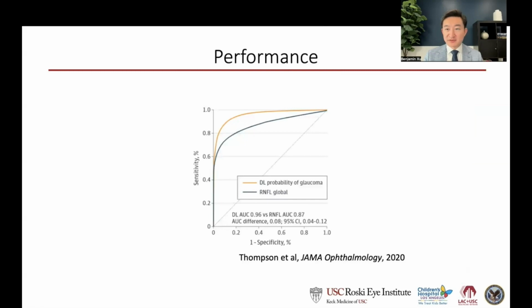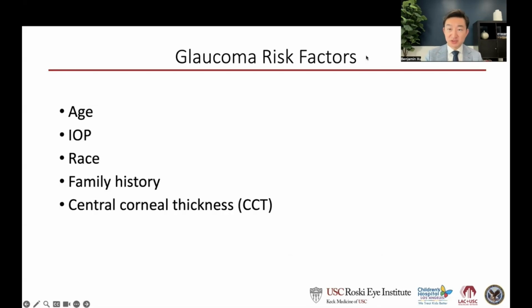Again, the performance of this algorithm was excellent. Here we can see that the orange curve represents the performance of the deep learning algorithm with an area under the curve of 0.96. This is compared to a model based solely on RNFL thickness measures, which had an AUC of 0.87. Let's switch gears for a moment and talk about glaucoma risk factors.